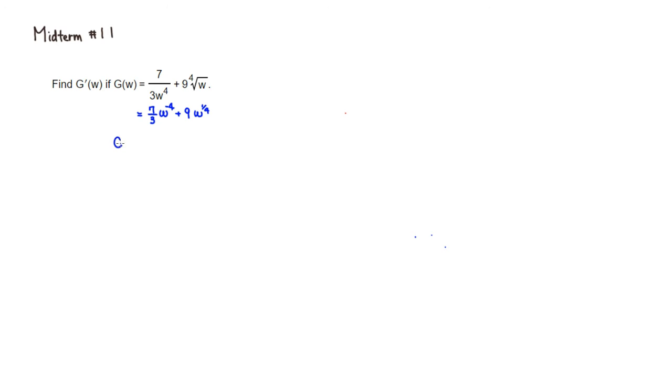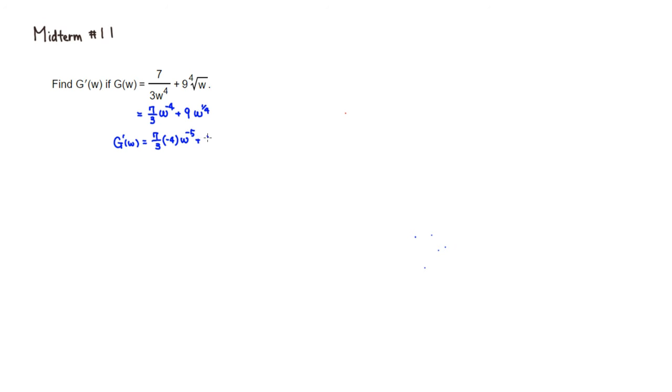So we have g prime of w. So here's a constant, a constant multiple, so we just put that in front. Derivative of w to the negative 4 would be, put the power in front, I'm just using the power rule, w to the, subtract 1 from the power. So negative 4 minus 1 is negative 5 power.